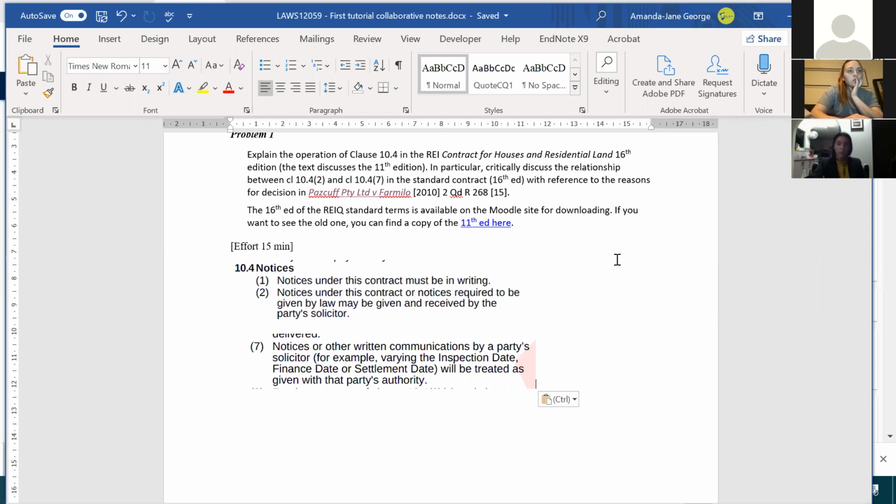So what happened was you had a covering letter, and then you had the disclosure statement clipped to that, and also the contract as well, and all of that was sent out under cover of the solicitor's letter. And the buyer was having troubles and wanted to back out.